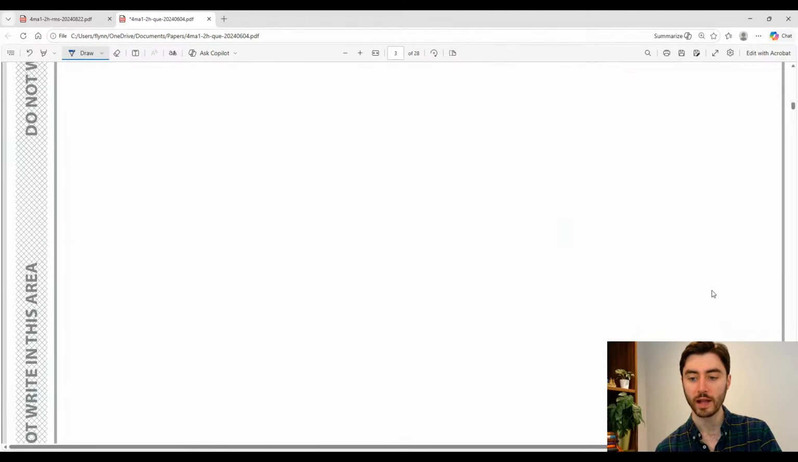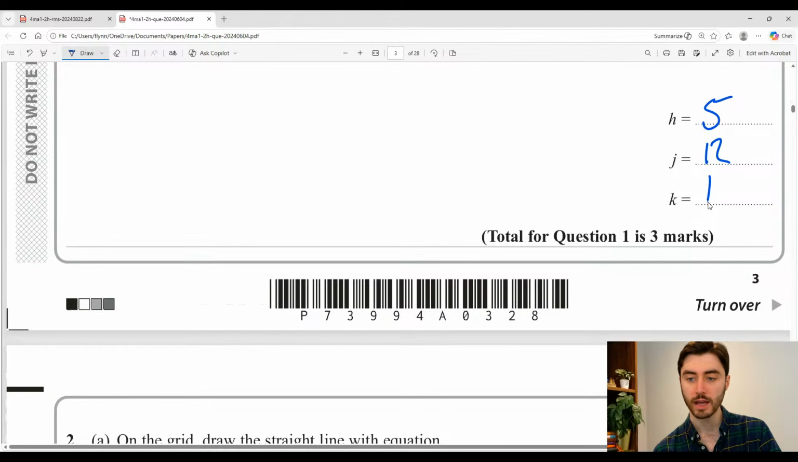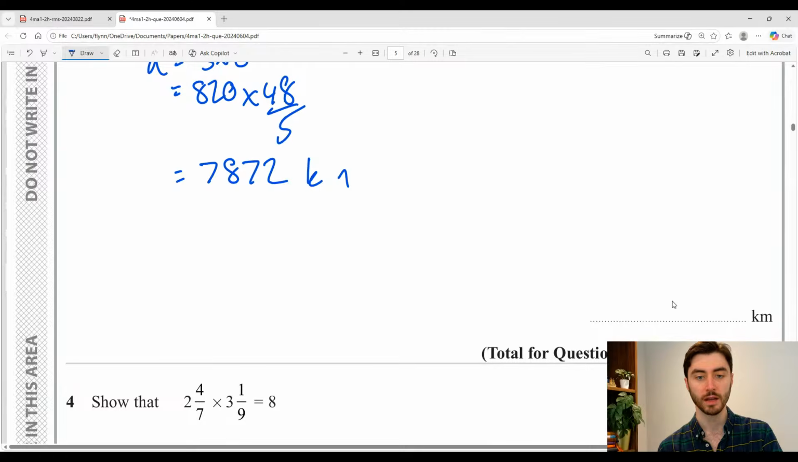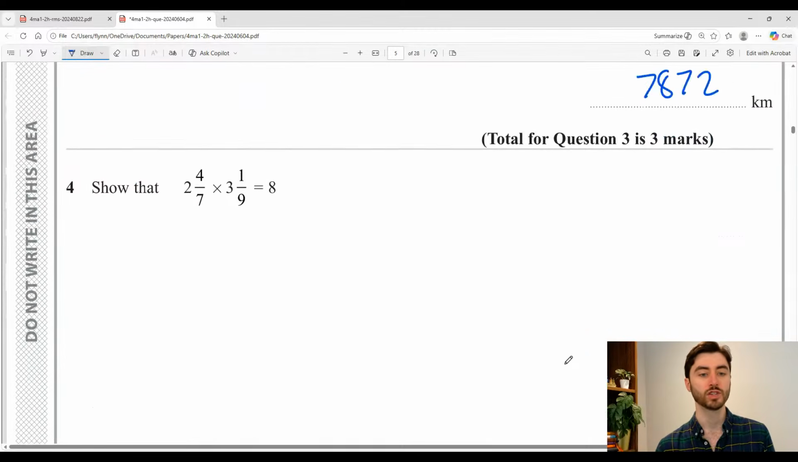J was 12. And K was 18. So making sure on the GCSE paper to make good use of my answer lines. So 7872. Show that this is the case.